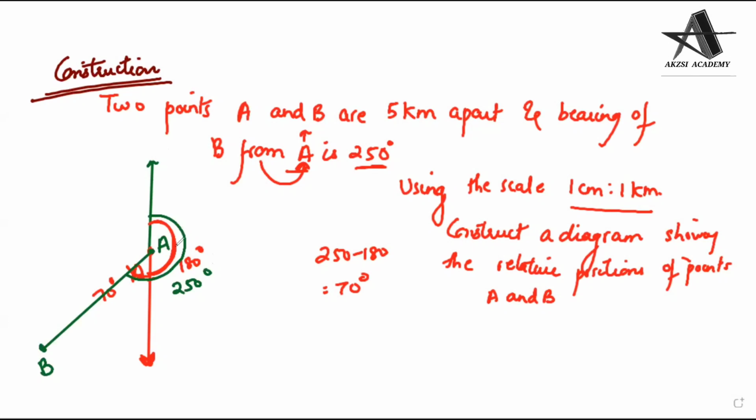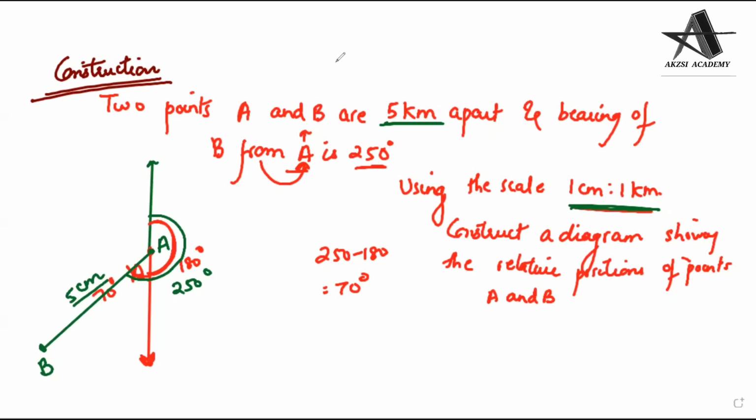But also this distance should be 5 centimeters on paper. The distance should be 5 centimeters in your paper. You can't just randomly take any length. They have mentioned 5 kilometers, plus they have mentioned the scaling as well. So after drawing this whole angle, you have to draw this length as well. Let me know, is this clear? Yes or no? Write down in chat section.